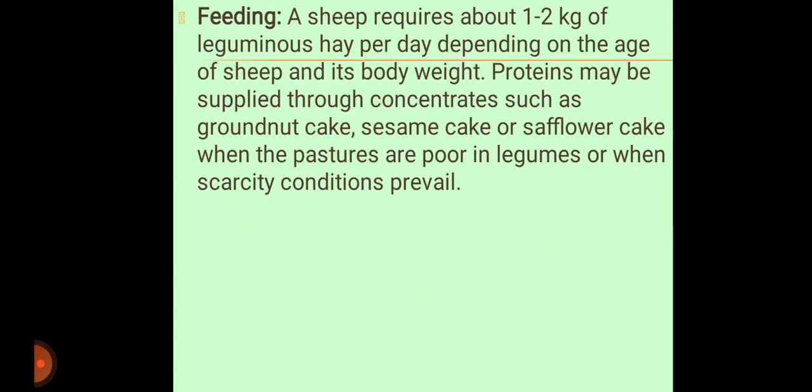Feeding for the sheep. The sheep requires about 1 to 2 kg of leguminous hay per day depending on the age of sheep and its body weight. Protein may be supplemented through the concentrates such as groundnut cake, sesame cake or safflower cake, when the pastures are poor in legumes or when scarcity conditions prevail.